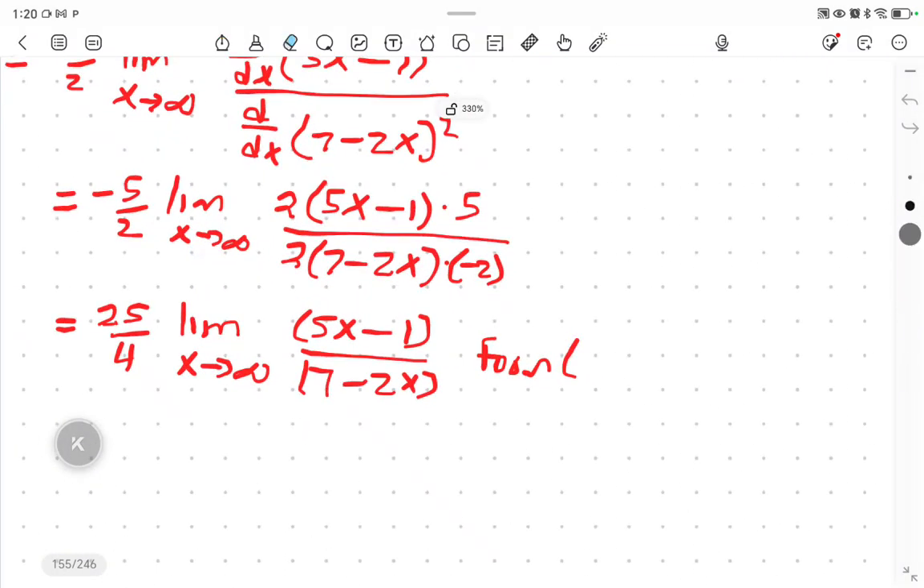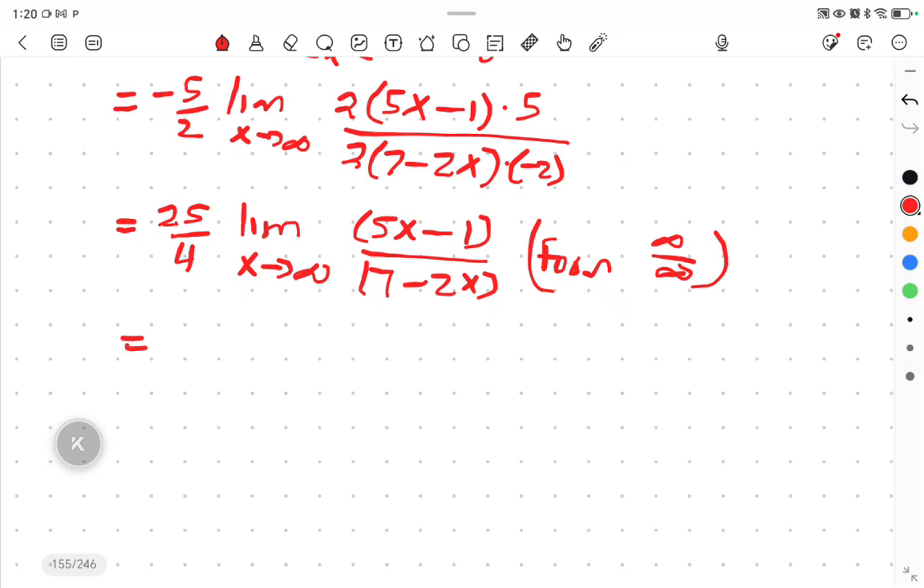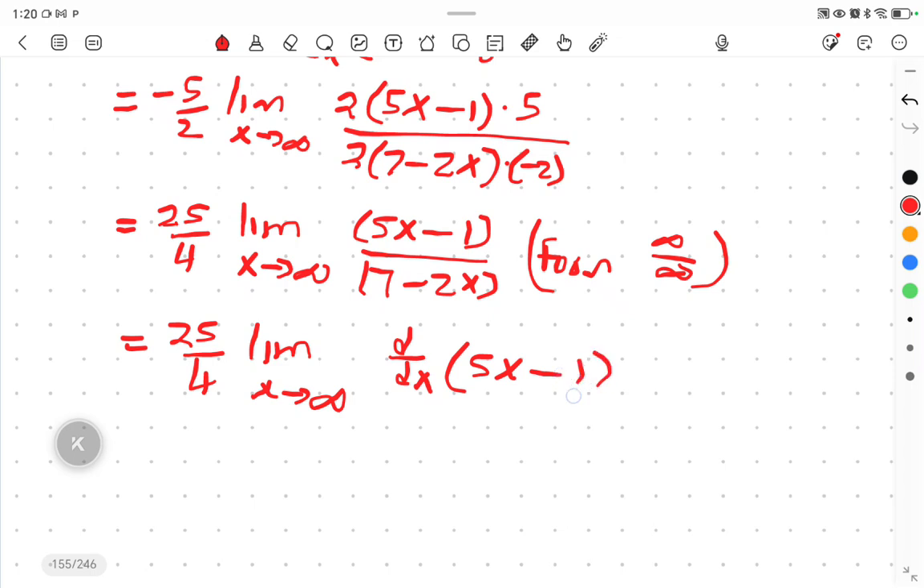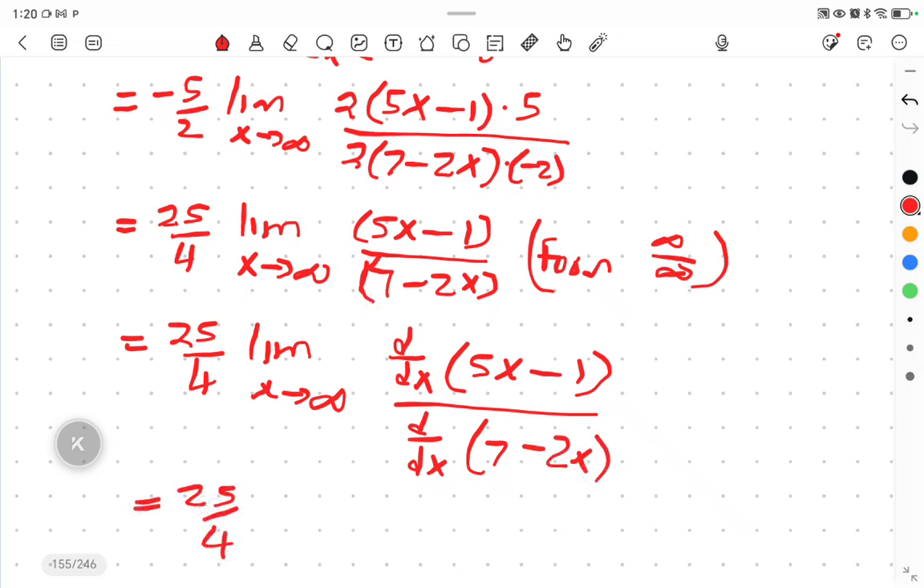So it's possible to apply L'Hopital 3 times, as you can see here. Then this will be 25 over 4 times the limit as x approaches infinity of d over dx of 5x minus 1 all over d over dx of 7 minus 2x. So this will be 25 over 4.